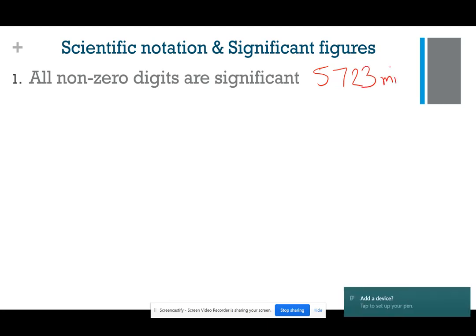Okay. So none of those are zeros. All of those are significant. So that has 4 sig figs. And I often abbreviate significant figures as just SF.